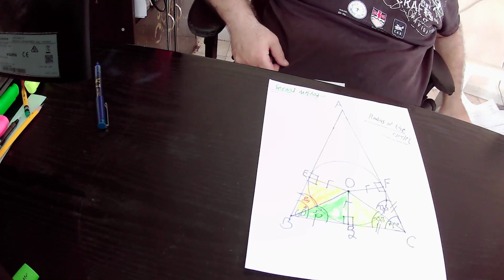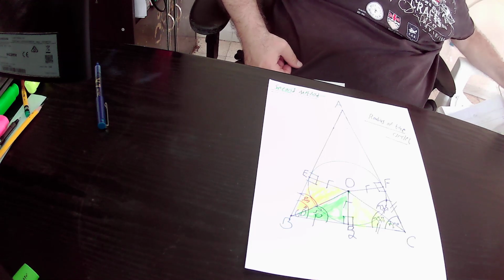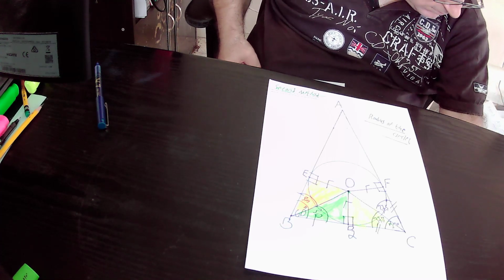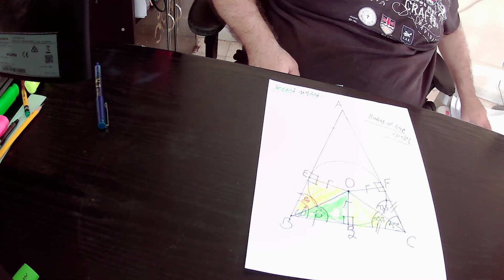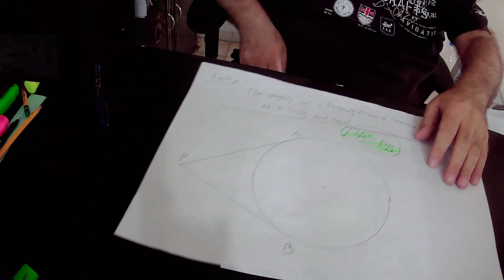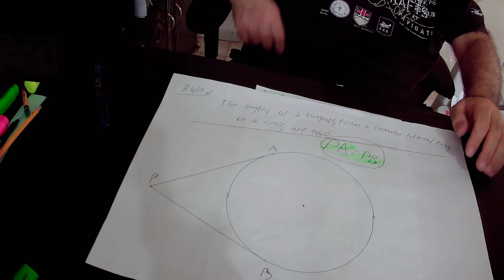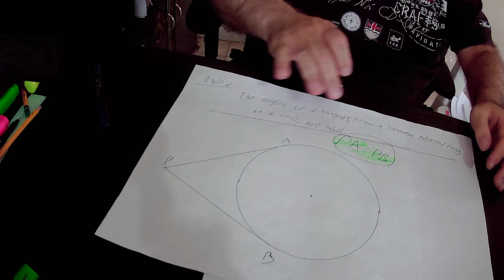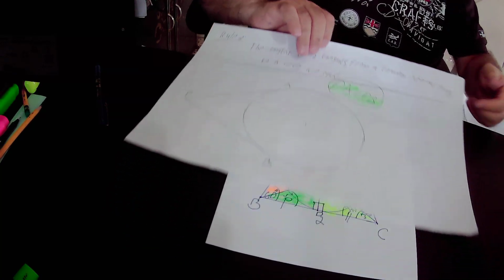Then I present to you rule number 2. According to rule number 2, the lengths of two tangents from a common external point to a circle are equal. From the common external point P, we have tangent PA and tangent PB, and according to rule number 2, the lengths of the two tangents are equal to each other, that is to say PA equals PB.